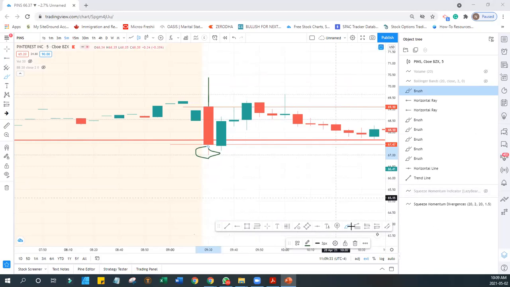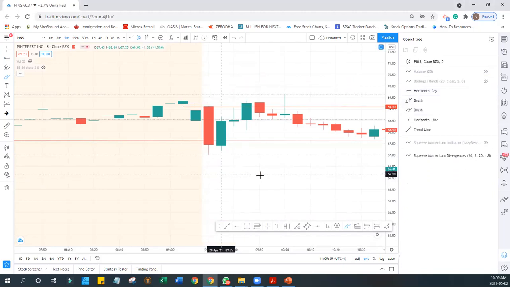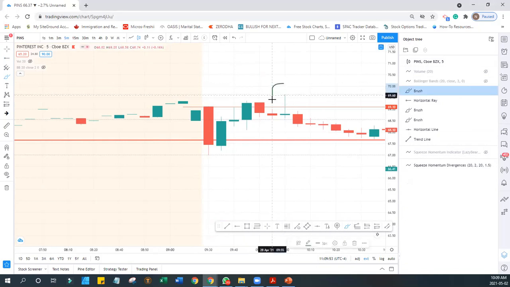Okay, so always remember, whenever you see a candle, look for the wicks, whether upwards or at the bottom. If you have a long wick on the bottom, that means there is some buying pressure from the bottom. And if you see a wick on the top, like here, there will be selling pressure from the top.